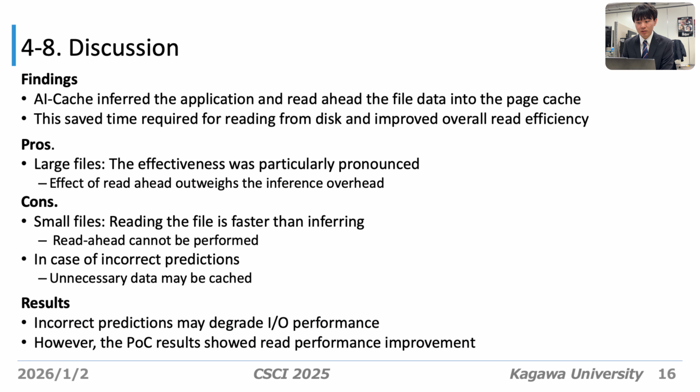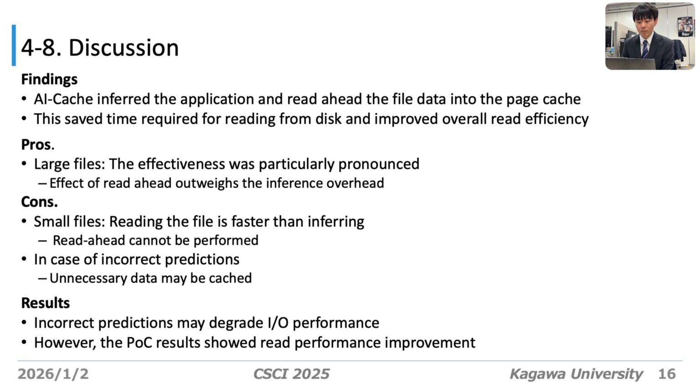Based on these results, I would like to discuss the findings. AI cache infers the application and reads ahead the file data into the page cache. This saves time required for file reading from disk and improves overall read efficiency. The effectiveness was particularly pronounced for large files. This is because the effectiveness of read ahead outweighs the inference overhead.